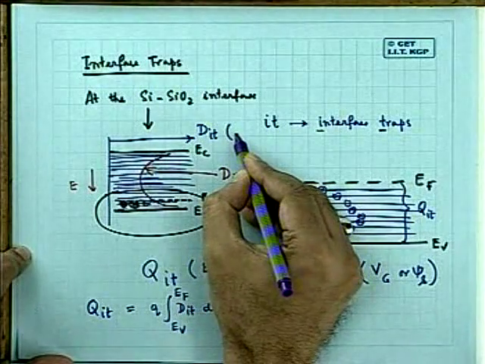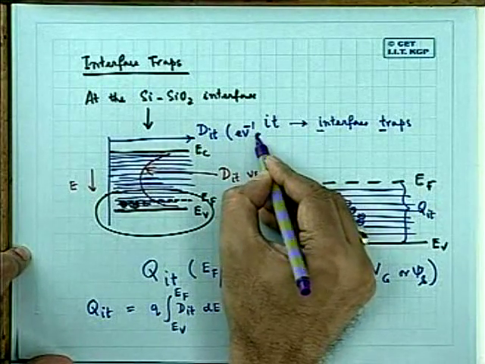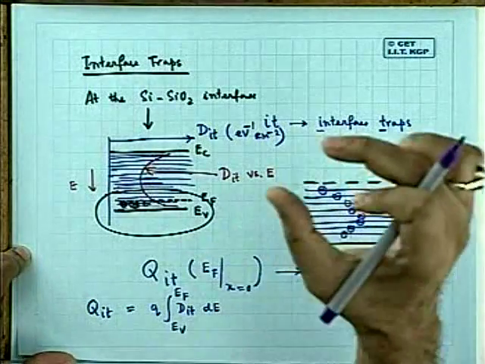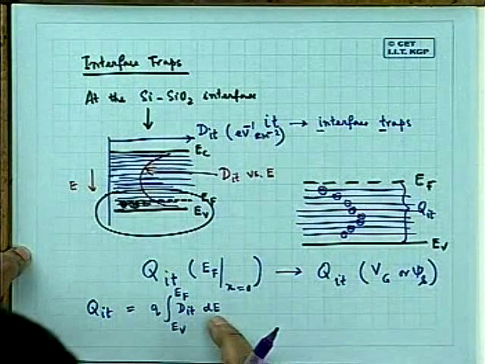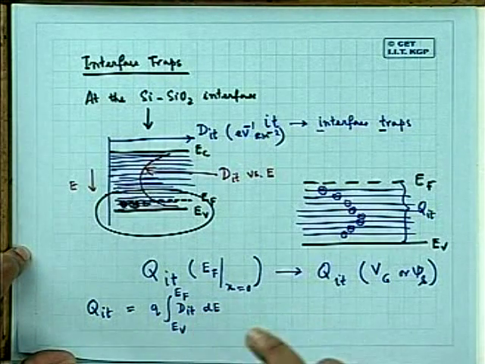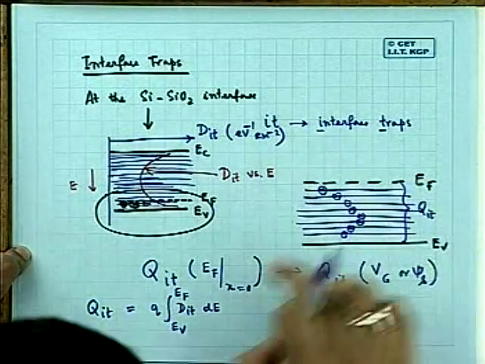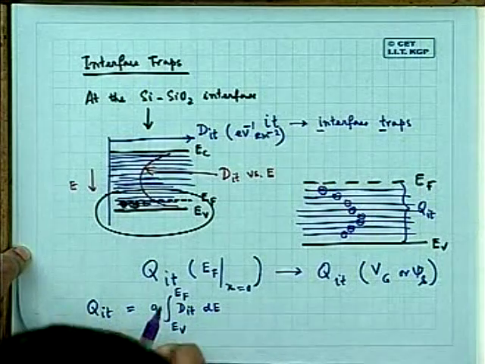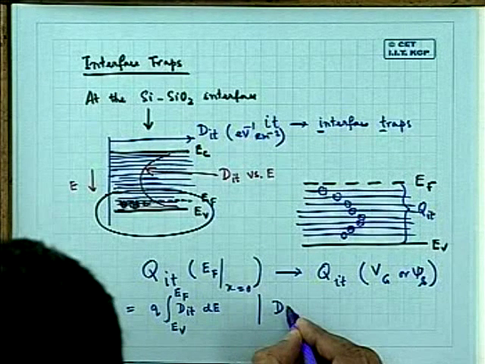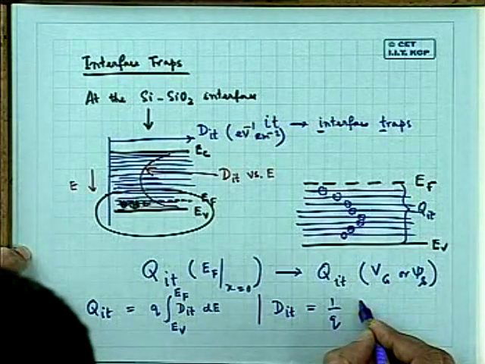DIT is per electron volt per centimeter square. Per unit area of the surface, per electron volt of energy. And therefore you multiply by dE, and integrate from EV to EF, multiplied by Q. You should get the value of QIT. And from there you can write DIT is equal to 1 by Q dQIT by dE.